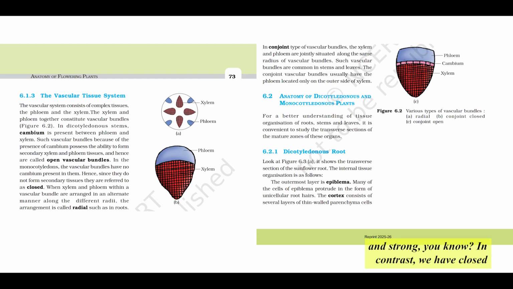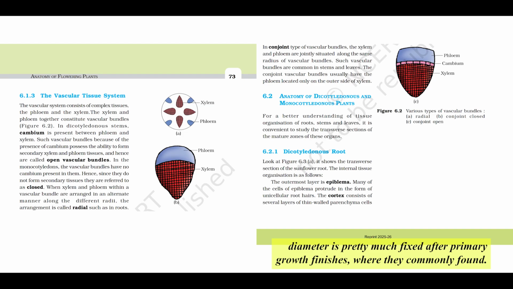In contrast, we have closed vascular bundles. They're named perfectly because they lack cambium completely. There's no cambium between xylem and phloem. And as a direct result, they cannot form secondary tissues. Therefore, they do not undergo secondary growth. Their diameter is pretty much fixed after primary growth finishes. Where are they commonly found?